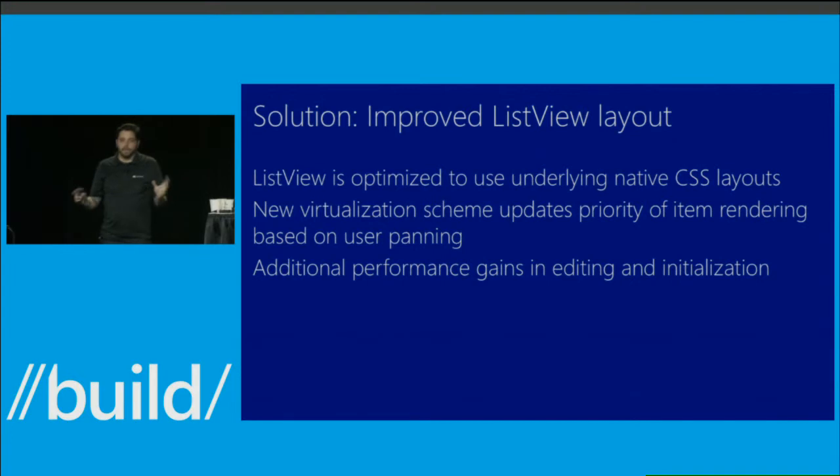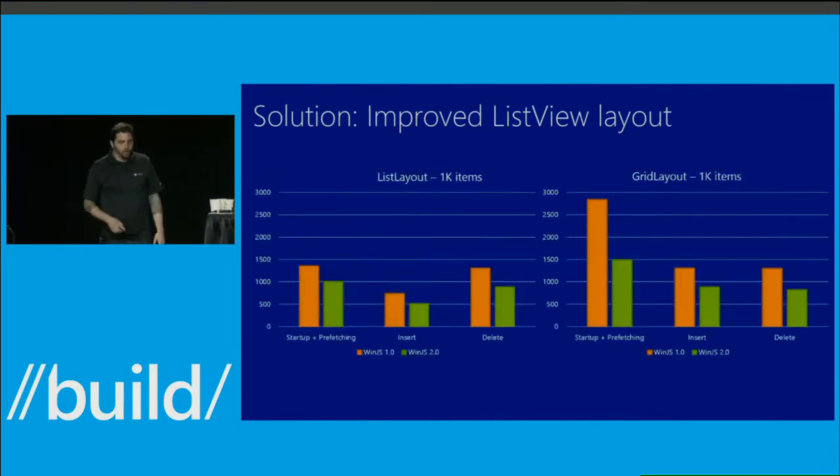And so just by doing a couple of these optimizations, we've actually seen additional performance gains in other scenarios. And so I'm just going to show a graph here. This is both across our list layout and our grid layout. And we take performance really seriously on the Win.js team. And so you can see here both the full initialization scenario.